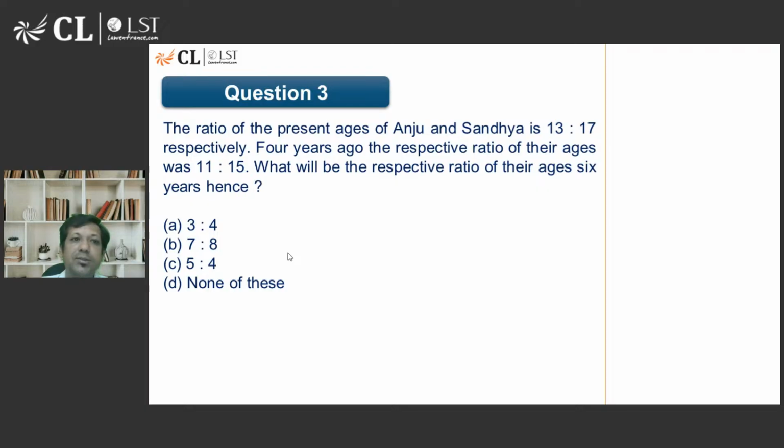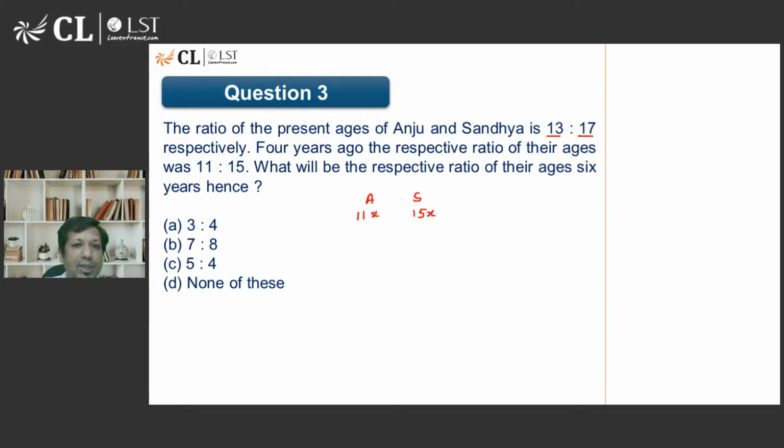Now what does it say? That the ratio of present ages of Anju and Sandhya is 13:7. Four years ago, their respective ratio of ages was 11:15. So 4 years ago, if I talk about Anju and Sandhya, their ages were 11x and 15x, right?